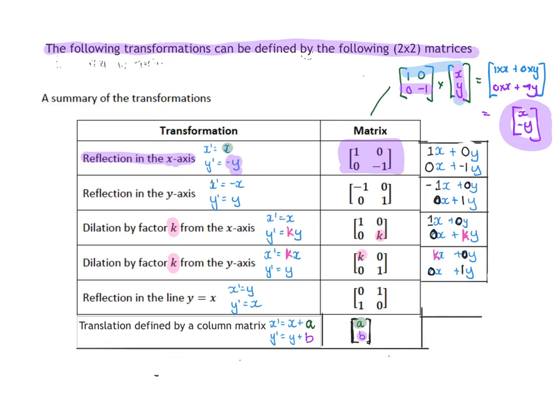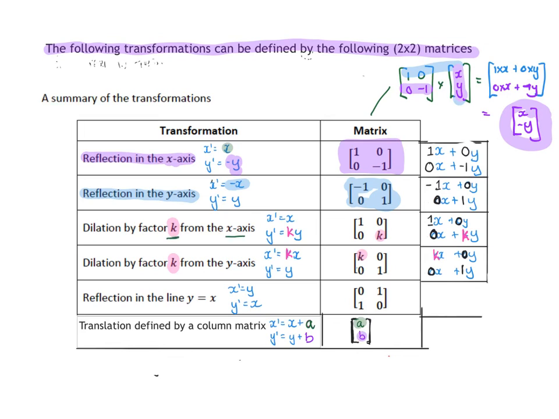Then if you look at the next one, if we want a reflection in the y-axis, that means the x becomes negative. So I'm going to use this type of matrix where the x value will be times by a negative, and then we just want the y down here to be just itself, so it's just 1.